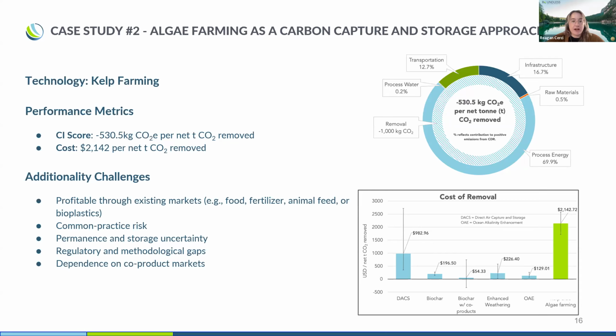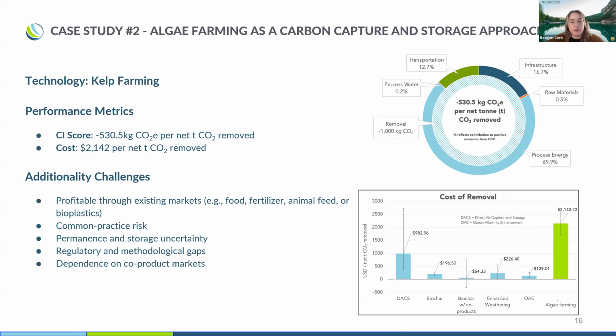Then we have this common practice risk. Again, if it's already expanding commercially in the region for other purposes, that's going to make that claim a little bit more difficult, claiming that it's non-business as usual. And then there's a permanence and storage uncertainty.